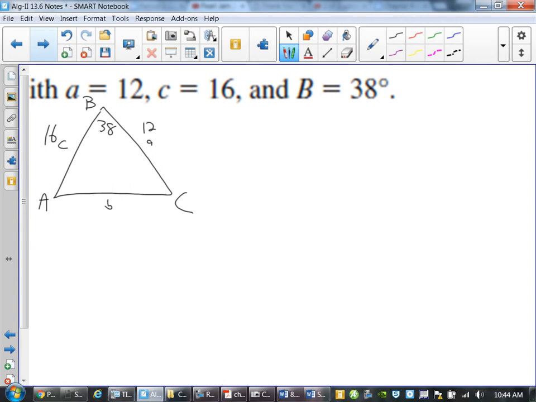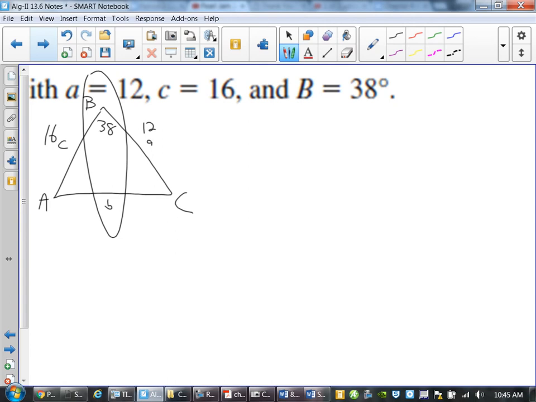Which case is this? Side angle side. Okay. It's side angles. Don't you sass me. It's side angle side. What is it forcing you to find first? Little b. So it's forcing you to find that. Everybody okay with that? So here's what law of cosines does.